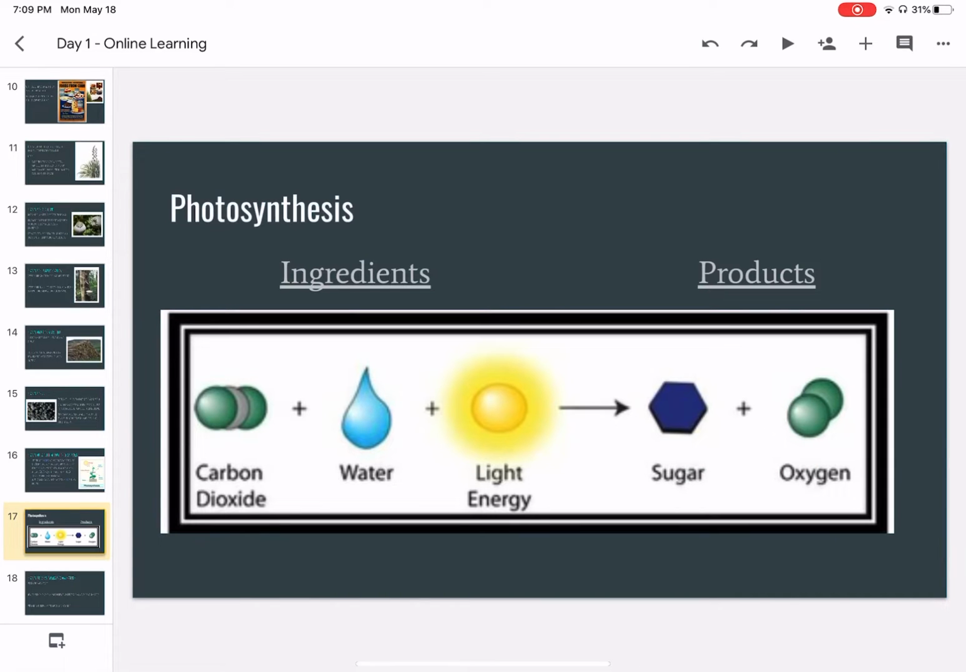Photosynthesis. There are some ingredients that go into this. For a plant to do photosynthesis, it needs to absorb carbon dioxide. It needs to have water, and the water it gets from its roots. That is how a plant brings water into it. It doesn't do it through the leaves, it doesn't do it through the stem.